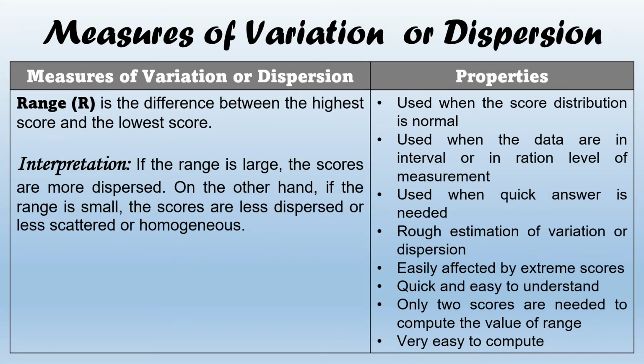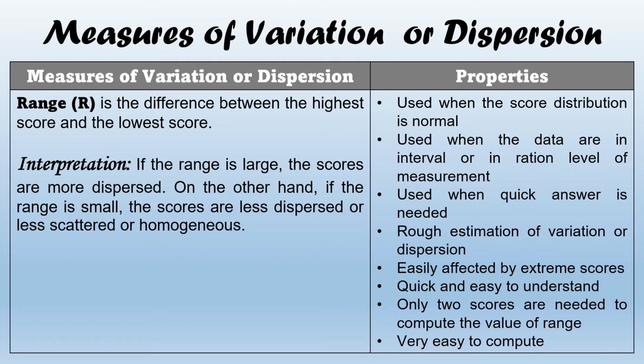For measures of variation or dispersion, we will be discussing the range, the interquartile range, quartile deviation, and of course the standard deviation. For range, according to definition, it is the difference between the highest score and the lowest score.